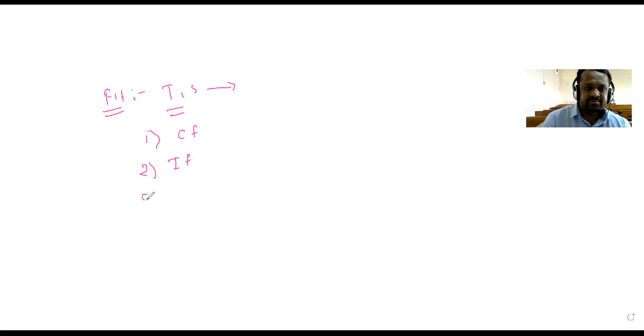Then what is meant by a fit? A fit indicates the tightness or looseness between two mating parts. It is called the fit. There are three types of fit: first the clearance fit, second the interference fit, and third the transition fit.